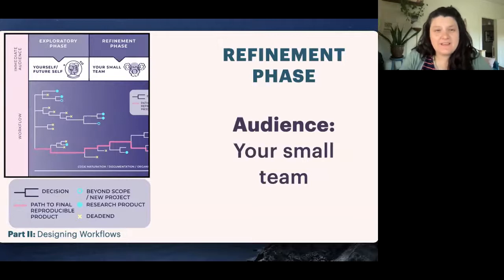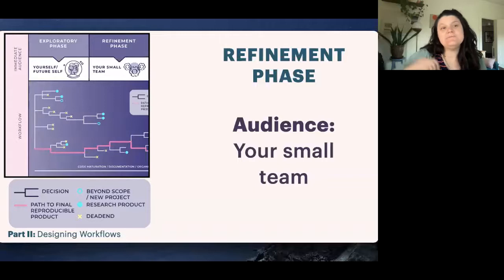During the refinement phase, your audience is your small team. Depending on your field, in biology for instance, your small team is usually your lab where you have lab meetings, but maybe your small team is just your advisor. Maybe your small team is just another person you talk to about your research. But because you're bringing that extra person into it, you have to start catering to how you communicate what you've been doing to that small team.